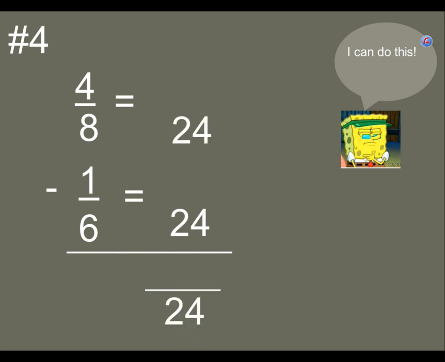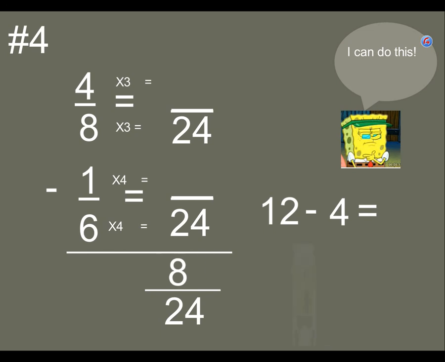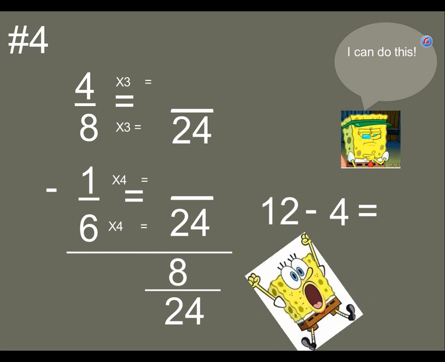Alright, 4/8 minus 1/6. I can do this, SpongeBob says. Alright. So the denominator is 24. And then you do 6 times 4, 1 times 4, because what you do to the bottom, you do to the top. 8 times 3, and 4 times 3. Alright, 4 times 1 is 4. 4 times 3 is 12. And then 12 minus 4, right? 12 minus 4. What's the answer? 8. And it goes whoosh. And then guess what's going to happen? SpongeBob has a happy dance.